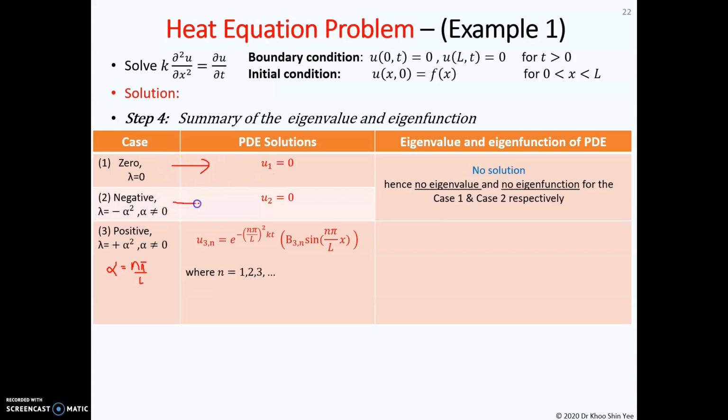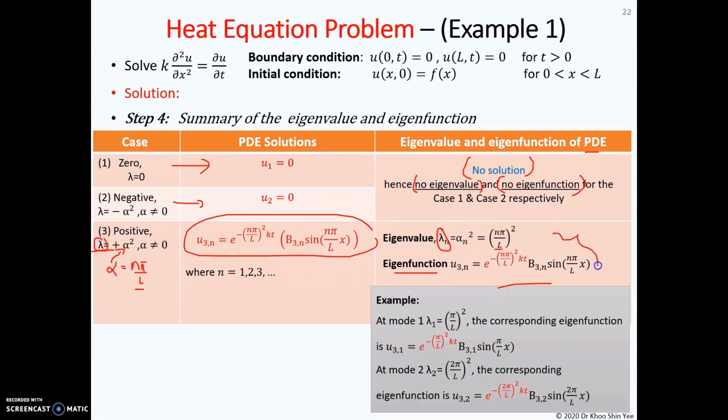So far, you obtained 0 PDE solution for the first case and second case. There are no solutions for these two cases, therefore there is no eigenvalue and no eigenfunction. You obtain infinite solutions for the third case, where you know alpha is equal to n pi over L. Substitute alpha inside this equation, then you obtain the eigenvalue, which is lambda, equal to alpha squared, which is equal to n pi divided by L to the power of 2. Eigenfunction of the PDE means the solution of the PDE, which is equal to this.